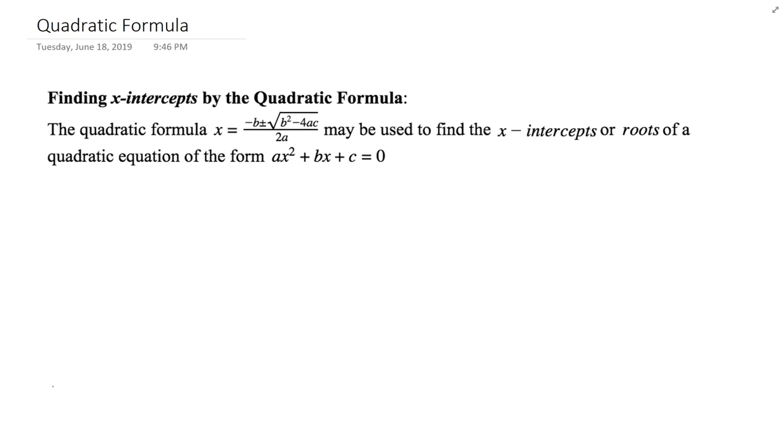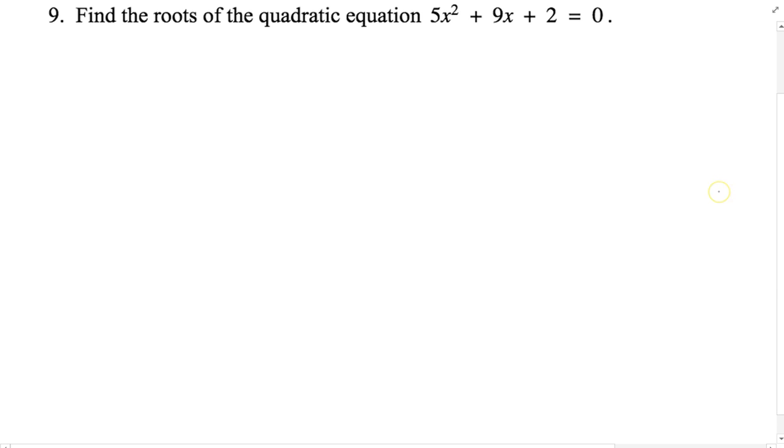This may be used to find the x-intercepts, or what we call the roots, of a quadratic equation in the form ax squared plus bx plus c equals 0. Now let's look at an example. Find the roots of 5x squared plus 9x plus 2 equals 0.